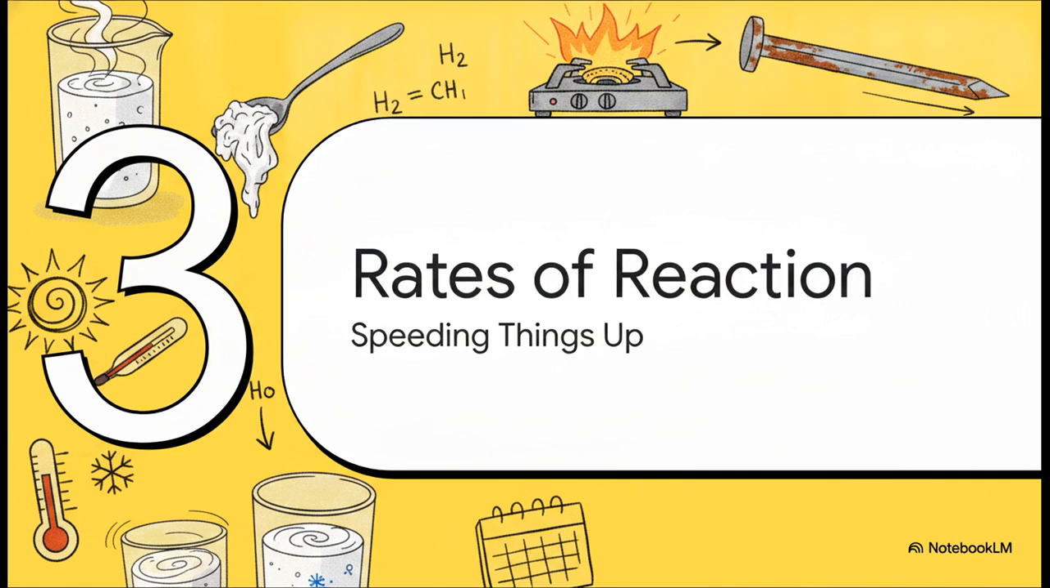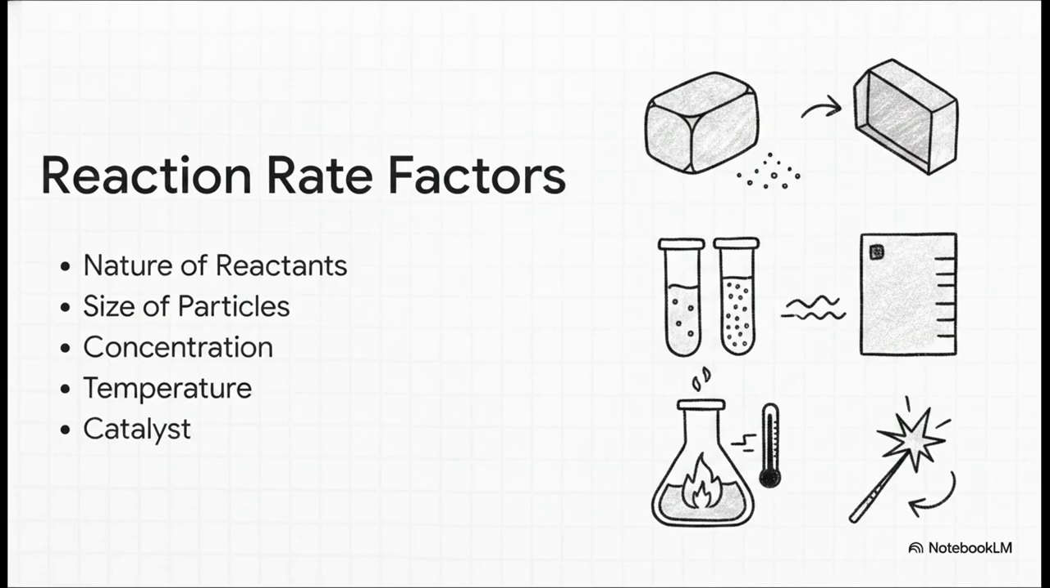Or why does cooking gas start burning the instant you ignite it, while an iron article takes months to rust? It turns out there are exactly 5 primary factors deciding how fast a reaction occurs. Number 1 is the nature of the reactants. For example, aluminium is just naturally more reactive than zinc.